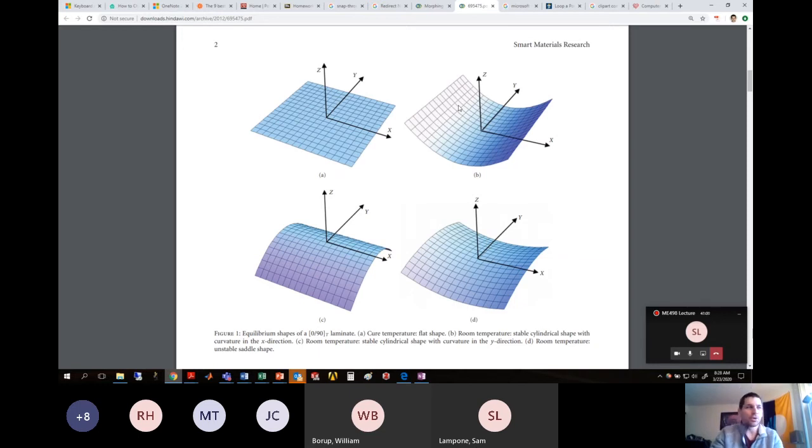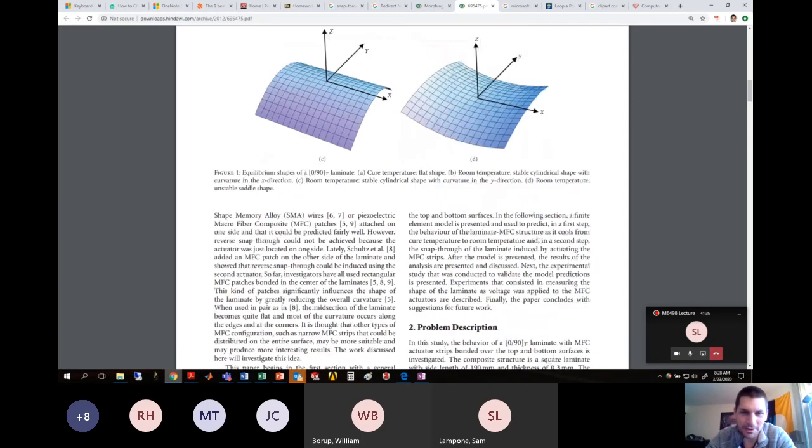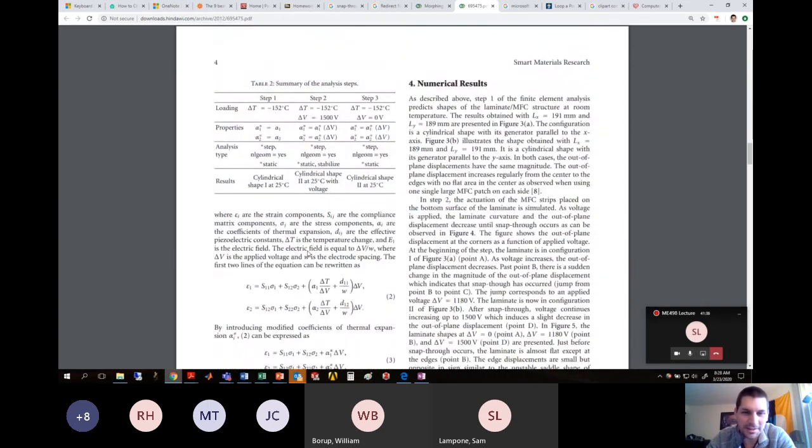It's only when we cool it down that the shrinking of the various layers tries to exaggerate and become stable in two different configurations. So the image here in B would be stable configuration number 1, and the image here in C would be stable configuration number 2. And you can force the composite to actuate or snap through these two different configurations, which is kind of cool.